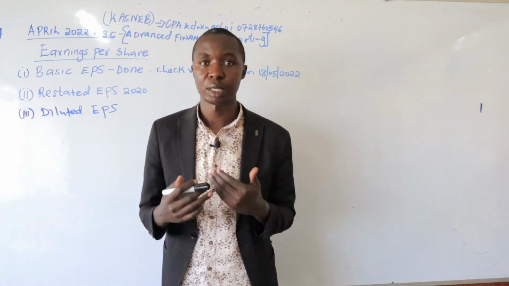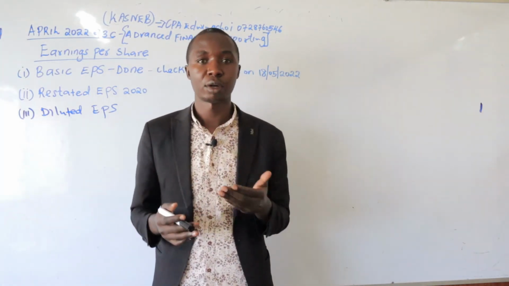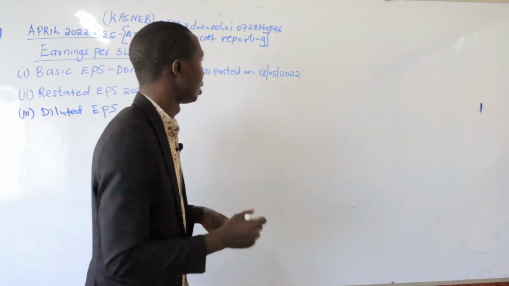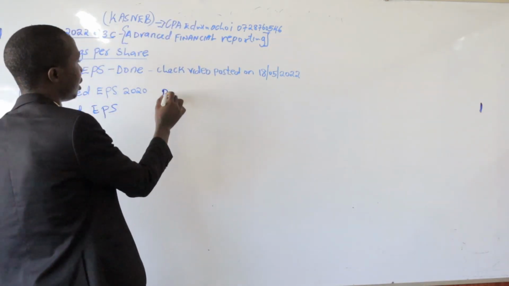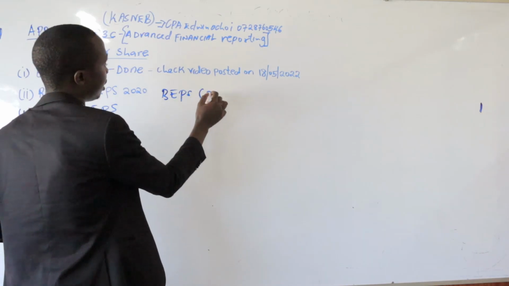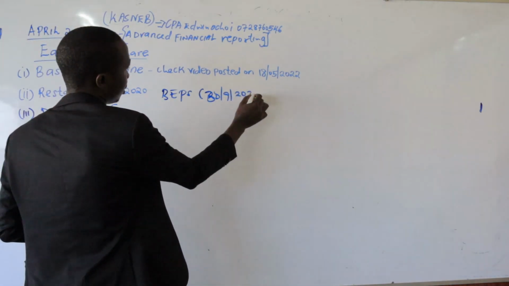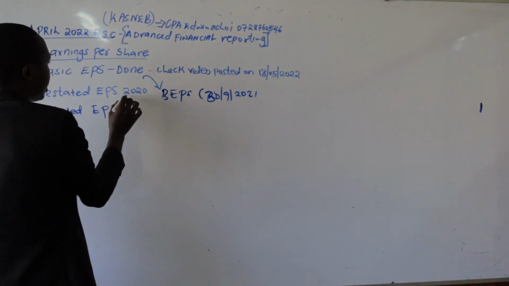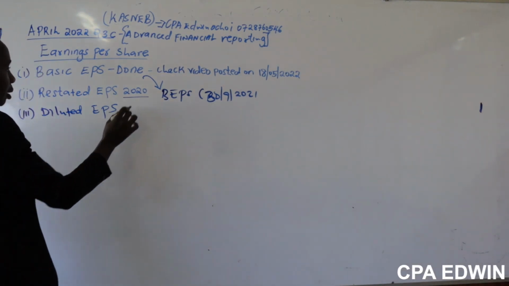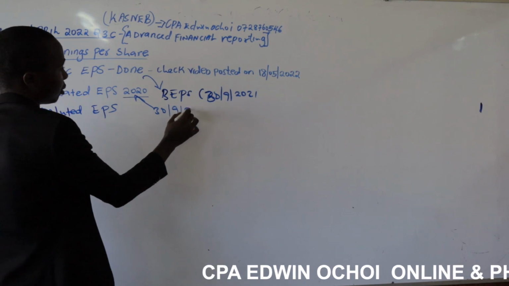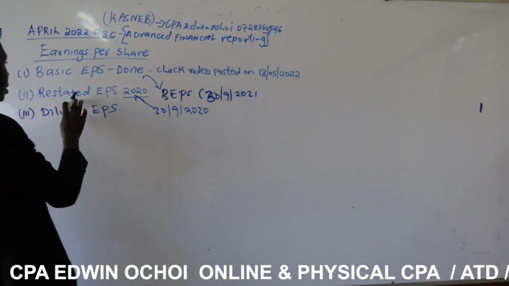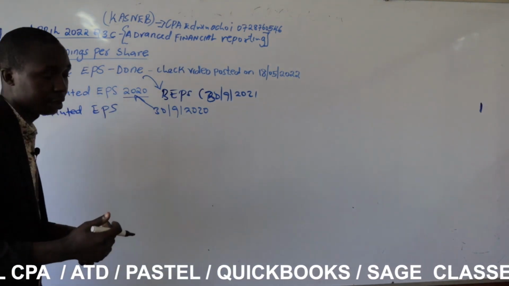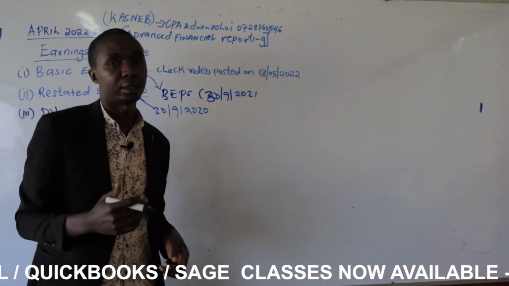Right now, in this question, they were in need of the restated earnings per share of the year 2020, of which the basic EPS, which we did, was for the year ending 30th September 2021. So that is the one we did. So now for the restated EPS, they need that one of 30th September 2020. So when we do a restated earnings per share, what we want to check is all about the performance of an entity in two comparative years.